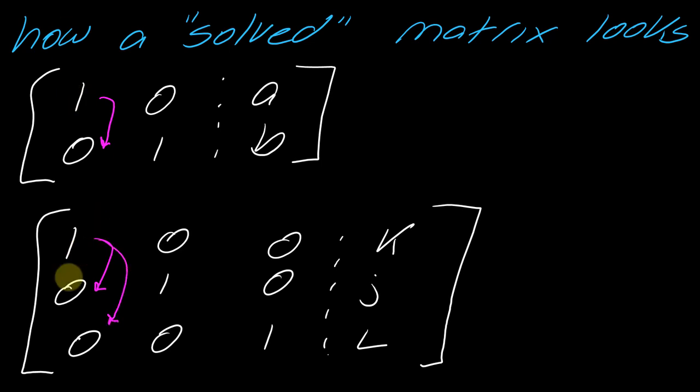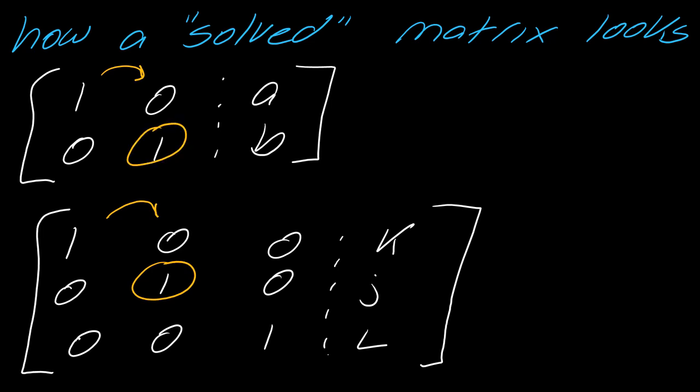Get the first one, get the other zeros. Then when you've gotten all your zeros, you move on to the next column and you work on getting the next one down the diagonal, okay?